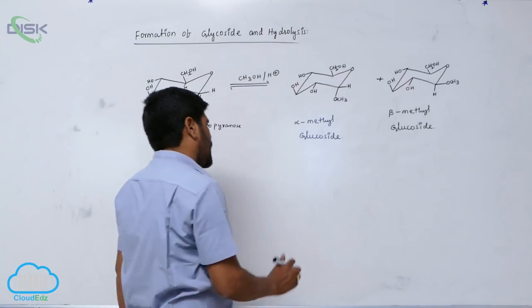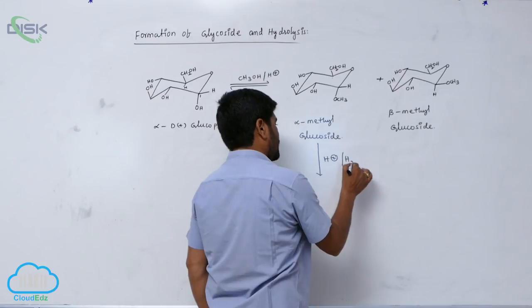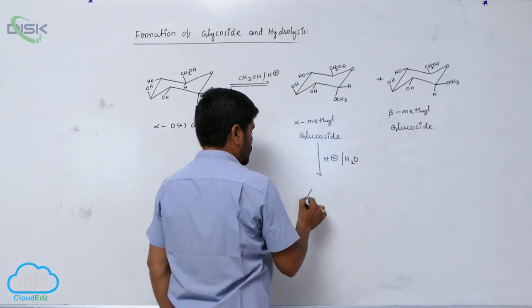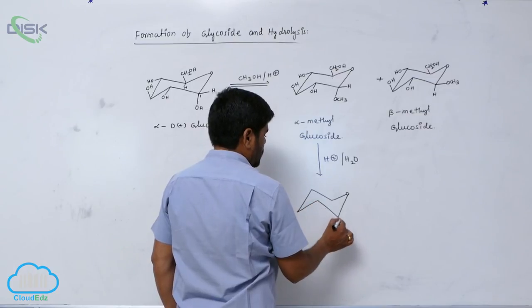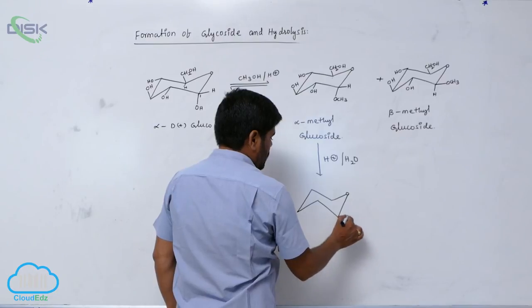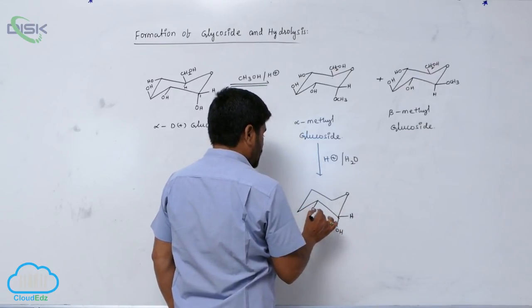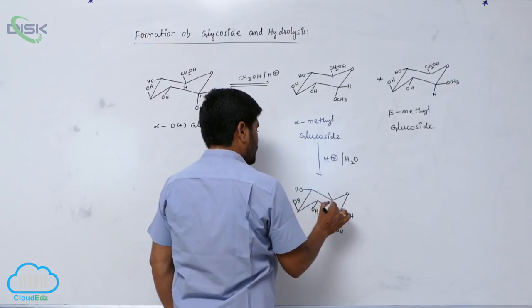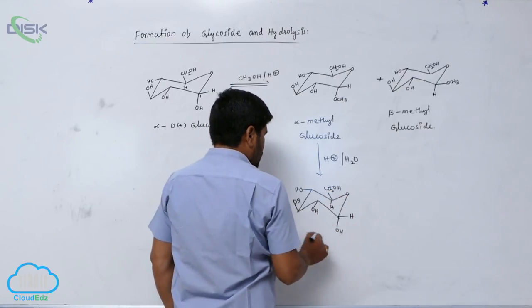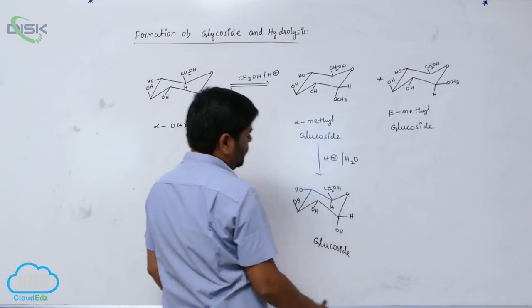Now, any one of the glucosides on acidic hydrolysis converts into glucose, with H, OH, OH, CH2OH, then hydrogen. To form which one? Just glucoside, maybe alpha form or beta form.